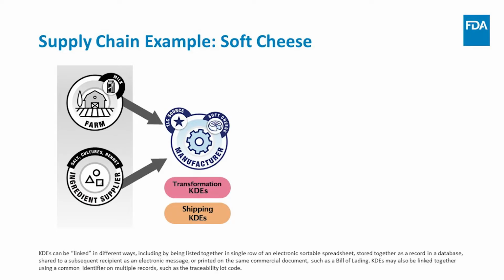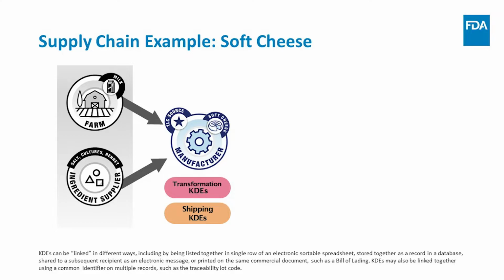The milk, salt, cultures, and rennet are sent to a cheese manufacturer who makes the soft cheese. Since the milk, salt, cultures, and rennet are not on the Food Traceability List, the cheese manufacturer does not have to maintain any receiving KDEs for the cheese ingredients. Making a food that is on the Food Traceability List, such as soft cheese, is a transformation event. So, the cheese manufacturer must keep transformation KDEs.